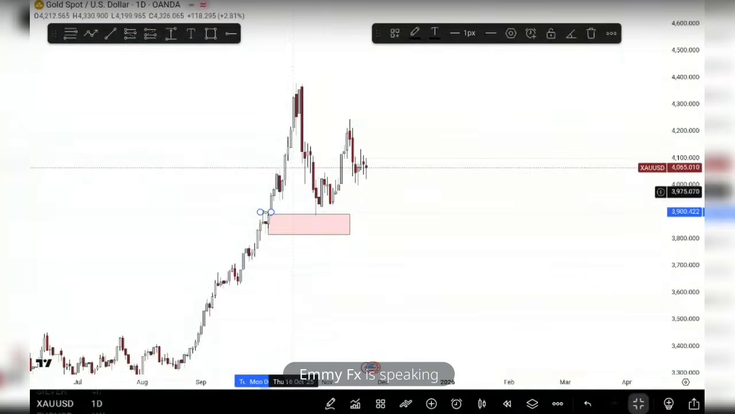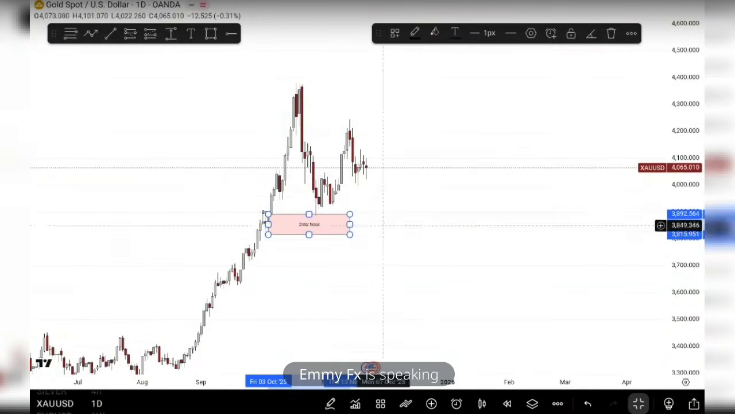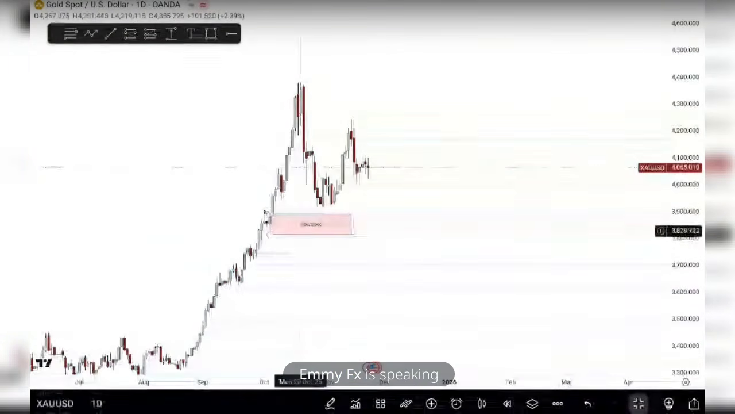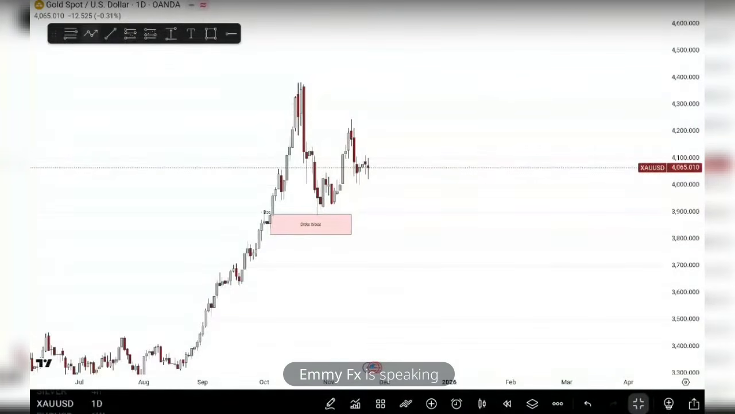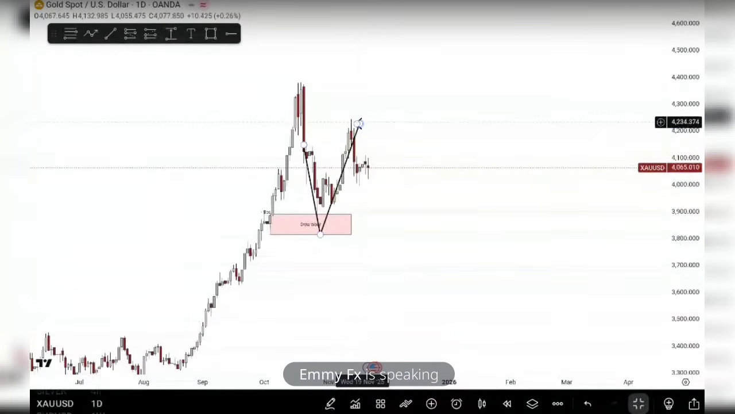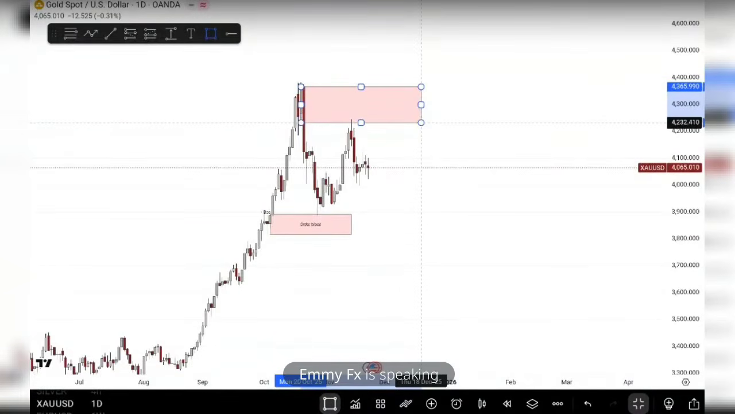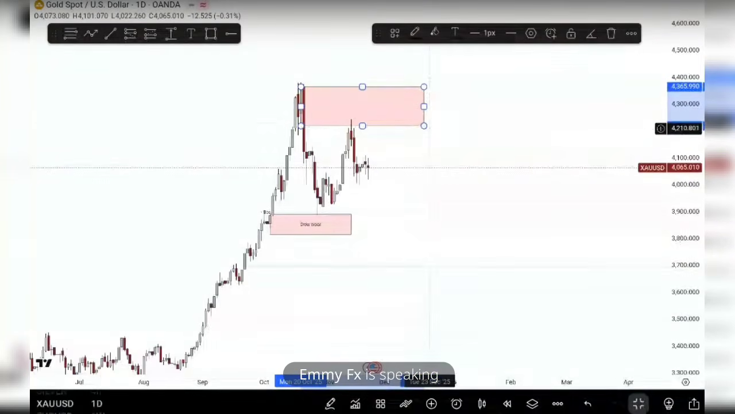Now price is reacting from this order block, which is here, but we are not looking at this order block because it has already dished out the move. Price started from the order block and moved to the upside. Now, price is currently reacting from the daily time frame order block, which is here.